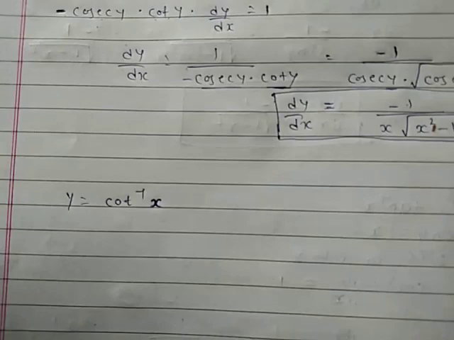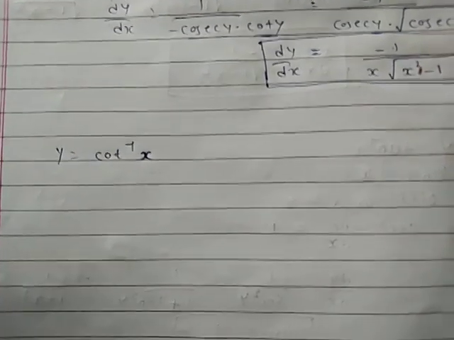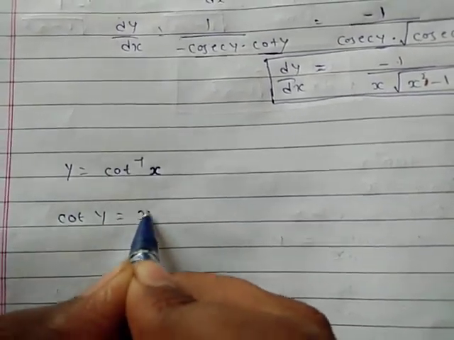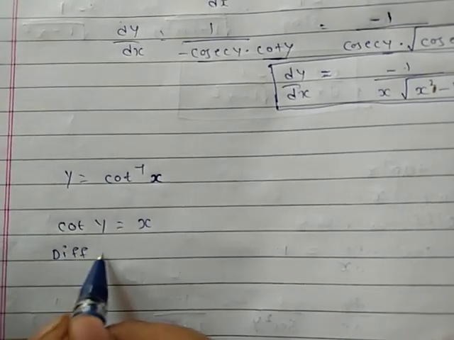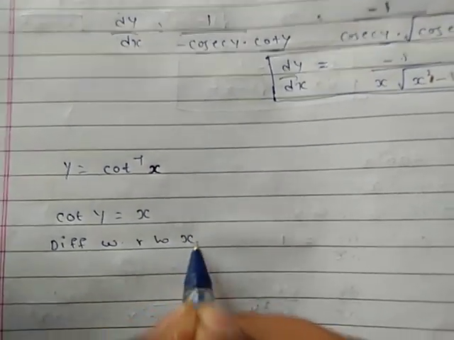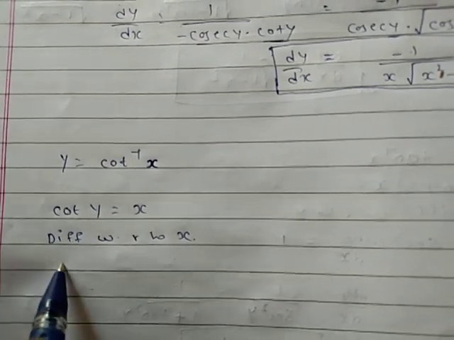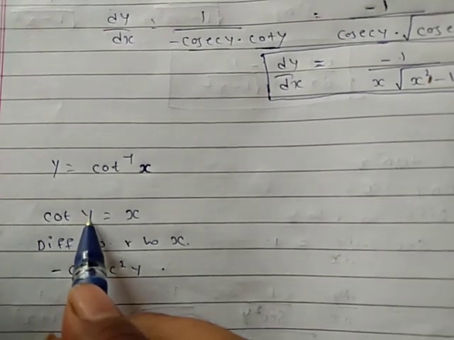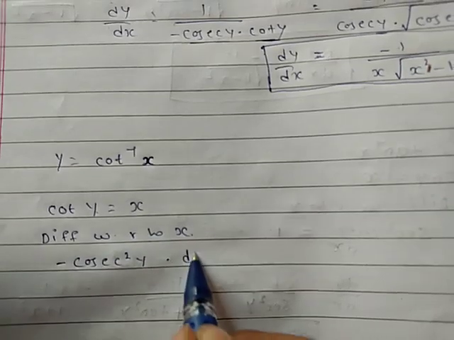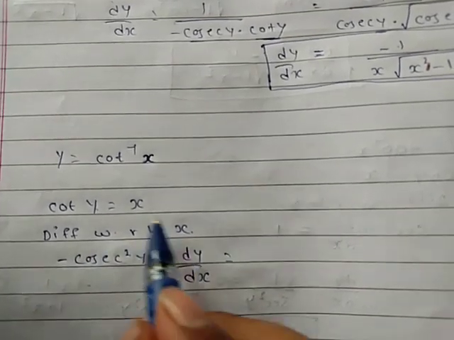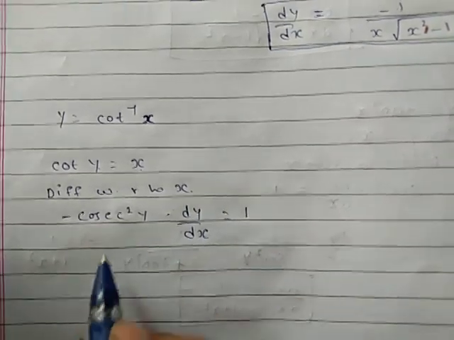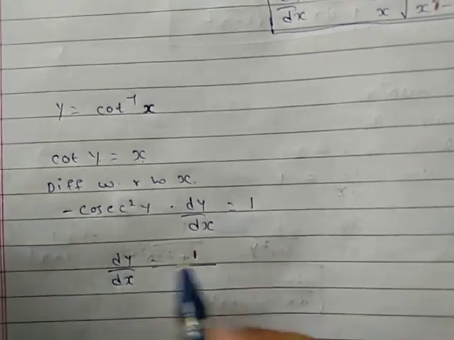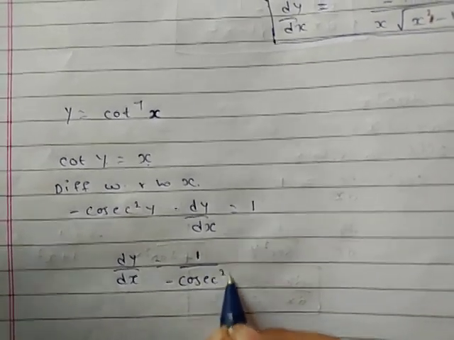So the next inverse trigonometric function is cot inverse x, y is equal to cot inverse x. So cot y is equal to x, and we differentiate with respect to x. What is the differentiation of cot y? It is minus cosecant square y into dy by dx, and the differentiation of x with respect to x is 1. Since we need only dy by dx, it is 1 divided by minus cosecant square y.